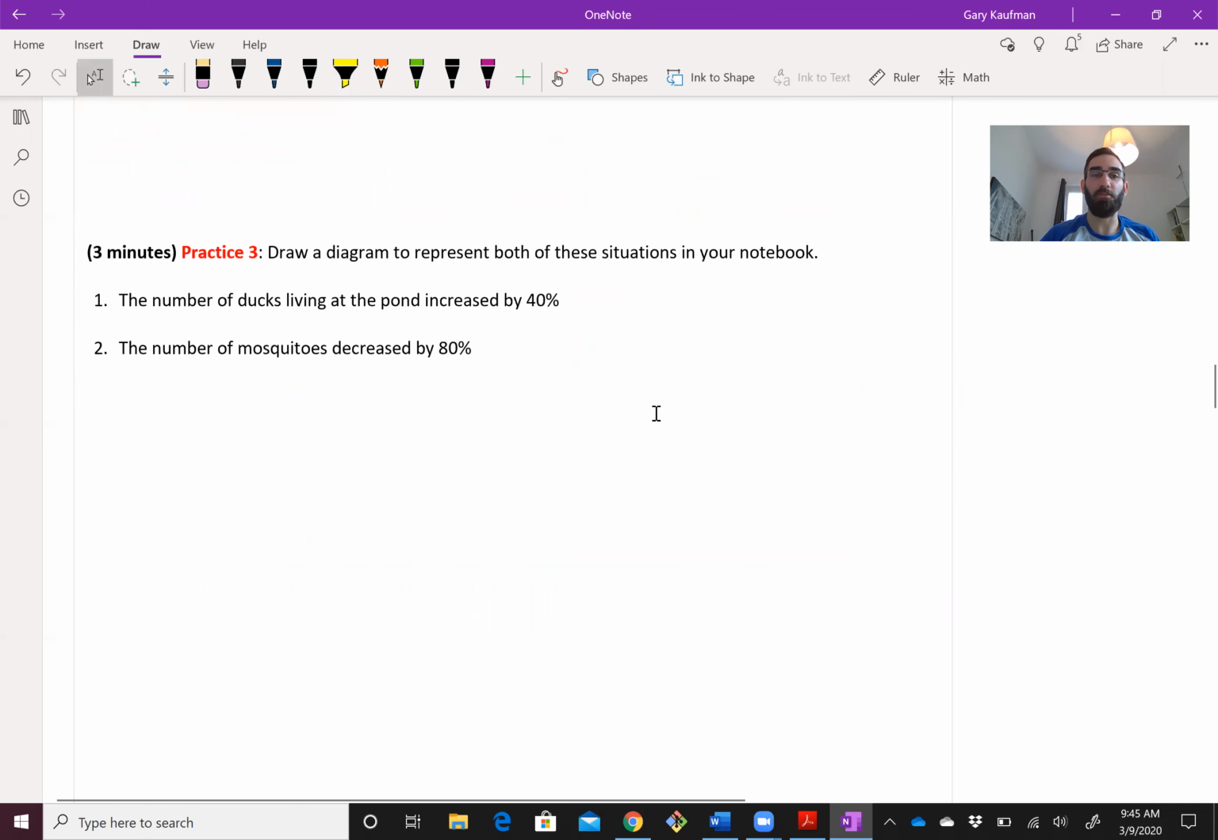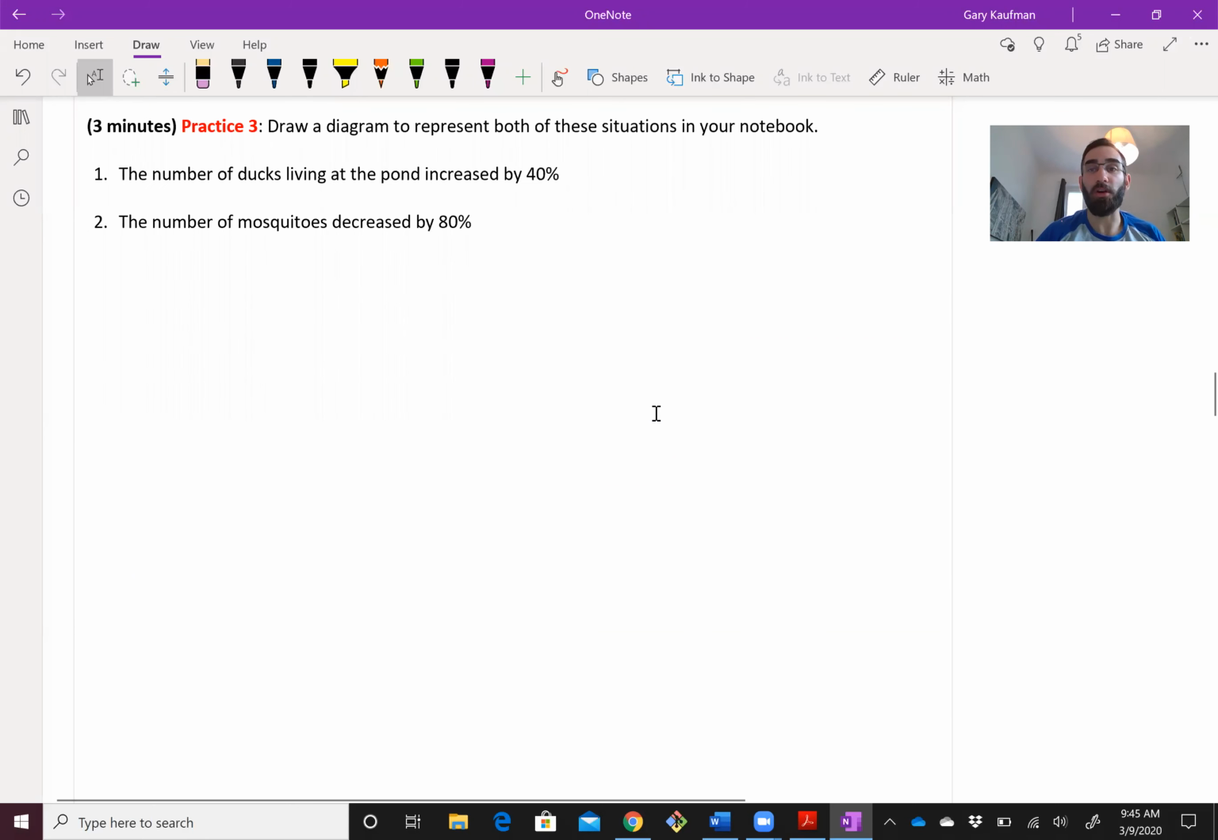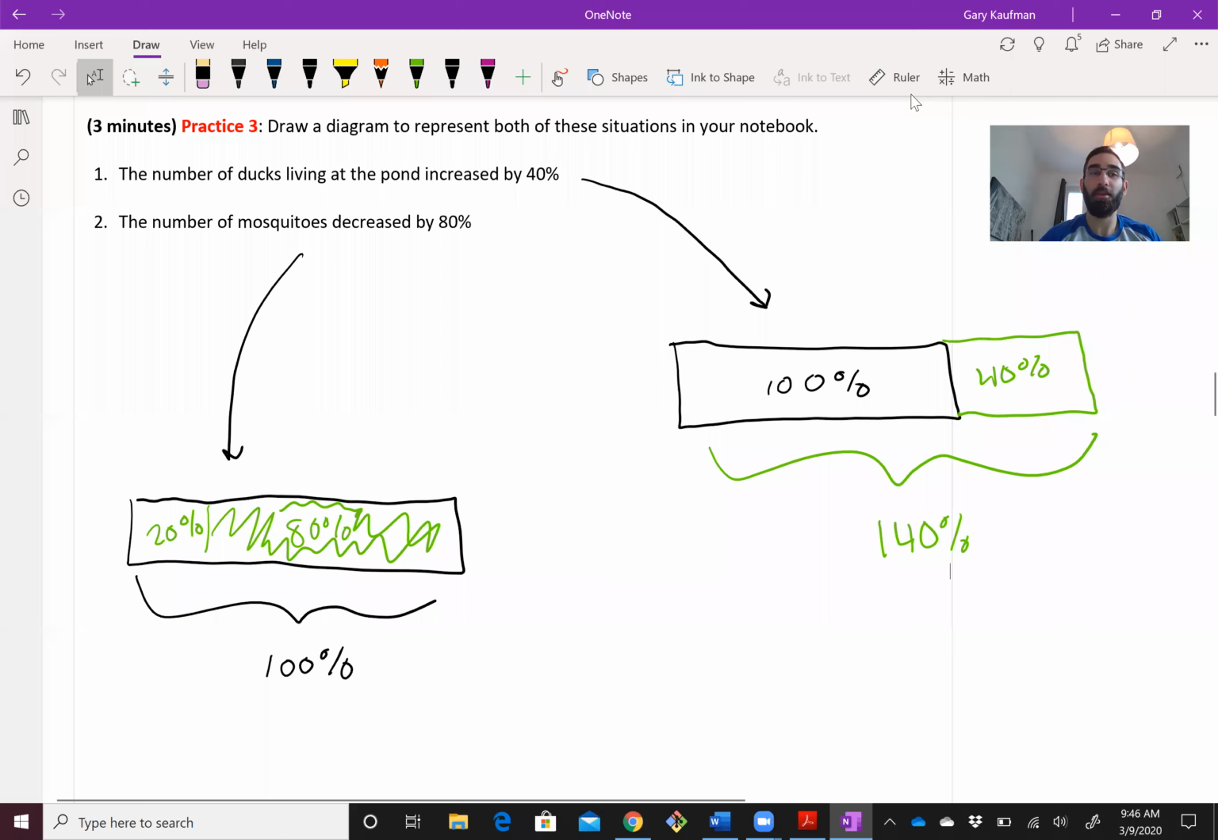So here's practice 3. You are going to be drawing your own diagrams to represent each situation. So give it a shot. So here are the 2 diagrams. Notice that the 40% increase means I now have 140% of the original, whereas the 80% decrease means I have 20% of the original.